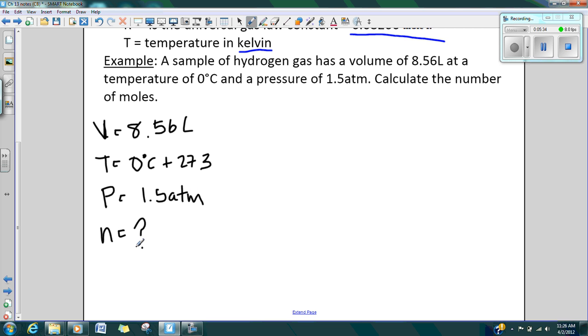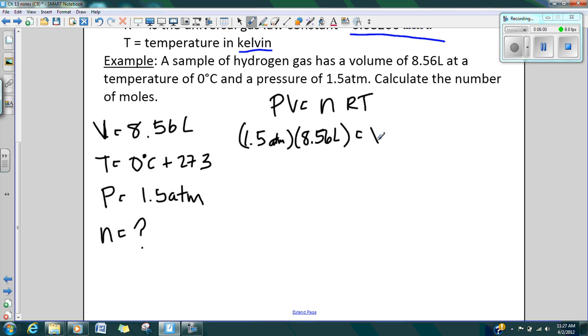Okay, so when I have all of these variables and I want to find the number of moles, I know that I can use the combined gas law. So I'm going to use PVNRT, or PV equals nRT, and go ahead and just substitute in again. So I have 1.5 is my pressure. My volume is 8.56 liters. And I do not know what the number of moles is, so that's going to be my X.